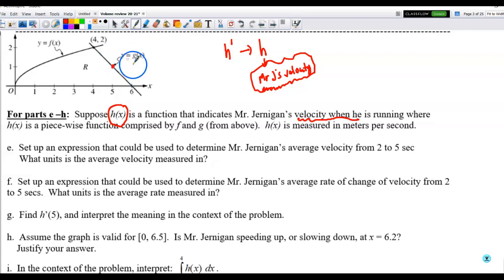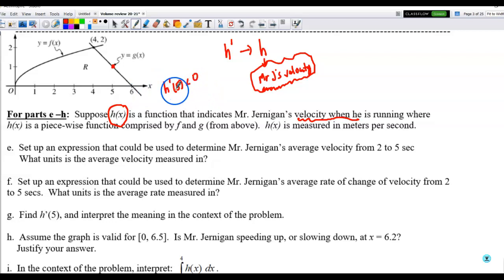H prime, this is the graph of h, so you have to kind of go slowly through this. If this is the graph of h prime, then h prime of 5 is the slope at 5. Now notice that 5 is on a line segment that is decreasing, therefore the slope is negative. So I know that h prime of 5 is less than 0.